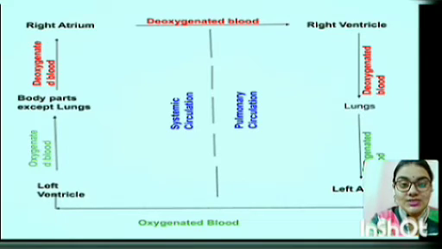The human circulatory system is known as a double circulatory system. Why is it known as a double circulatory system? Because it is composed of systemic circulation as well as pulmonary circulation. The systemic circulation occurs through the body from the heart, and the pulmonary circulation occurs through our lungs. So this circulatory system is known as a double circulatory system.